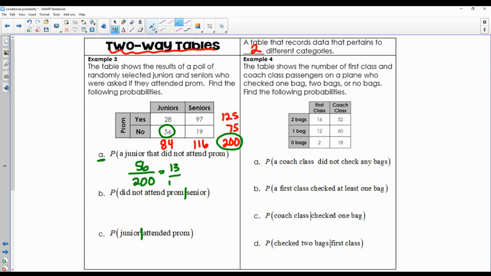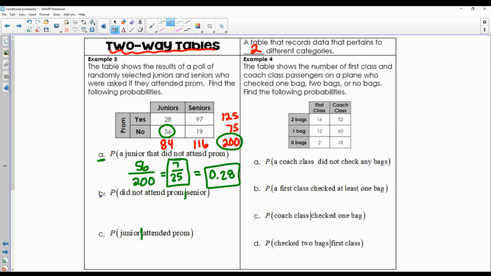Sorry, hold on. Let me put the right numbers into my calculator. So 56 divided by 200, and then we're going to turn it into a fraction. So this is 7 over 25. So evidently they both divide by 8. That would be a great answer. If you don't want to put it into a fraction, you could leave it as a decimal. It was 0.28 when you just divided that. So that's the probability that you grab a person at random and they're a junior that did not attend prom.